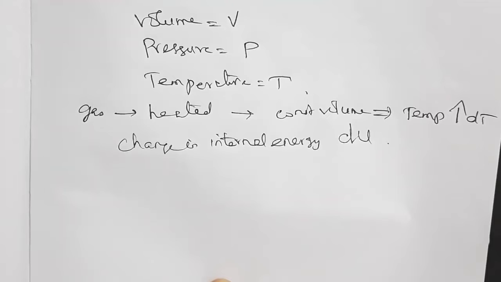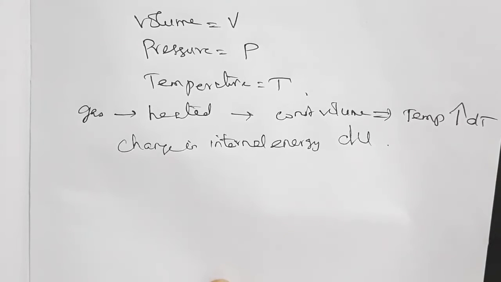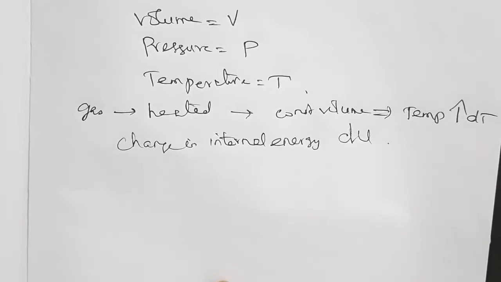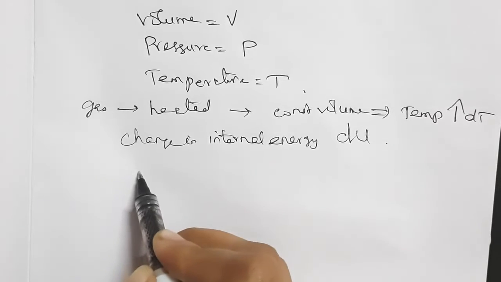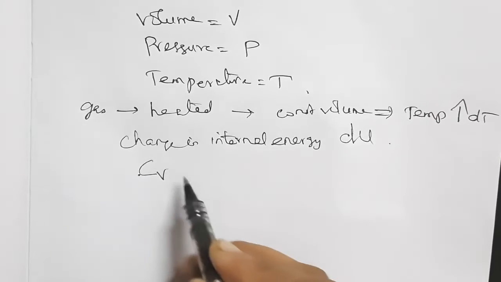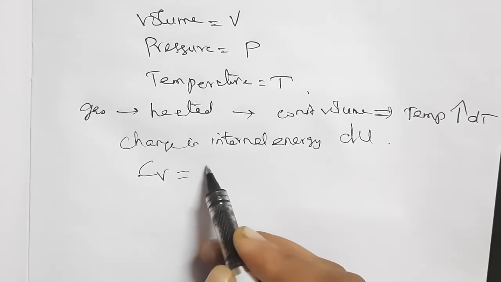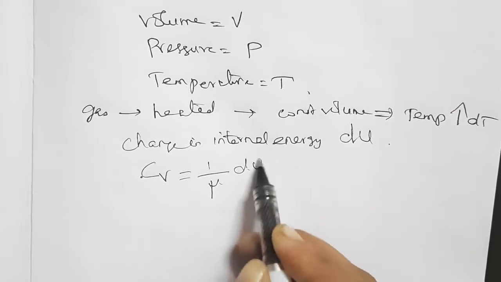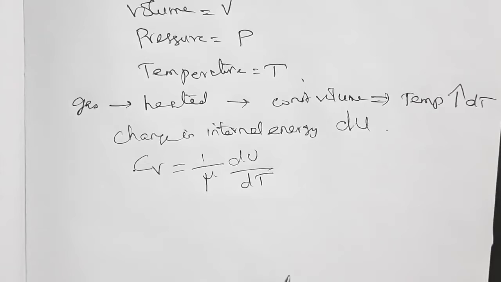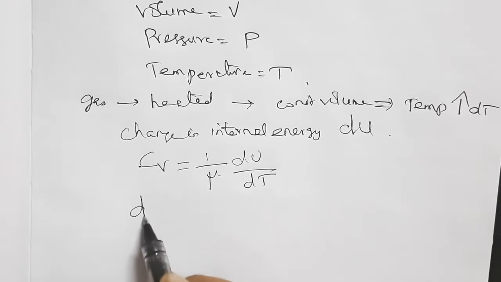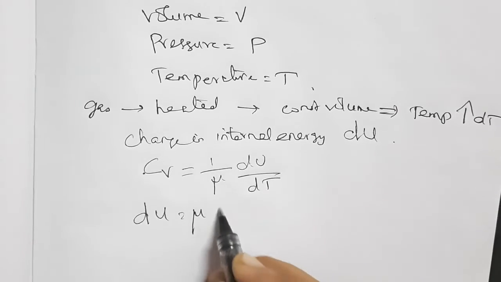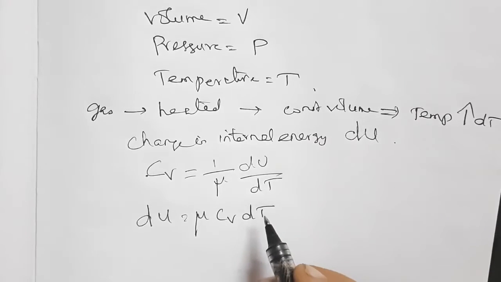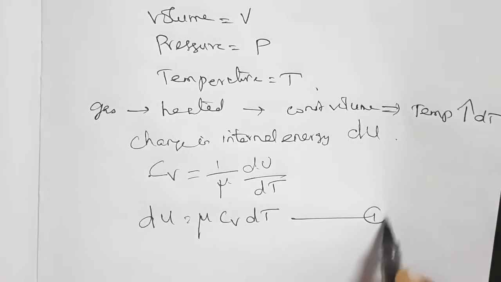Now let's find out the relation. What is CV? CV is the molar specific heat capacity at constant volume. Then what is the value of dU? Already we have learned the formula in the previous topic, that CV is equal to 1 by mu into dU by dT, isn't it? So from this we can write dU is equal to mu into CV into dT. Let's consider this as equation 1.